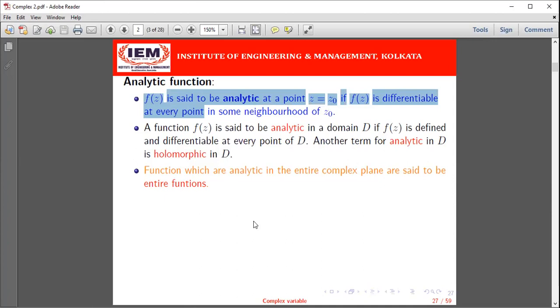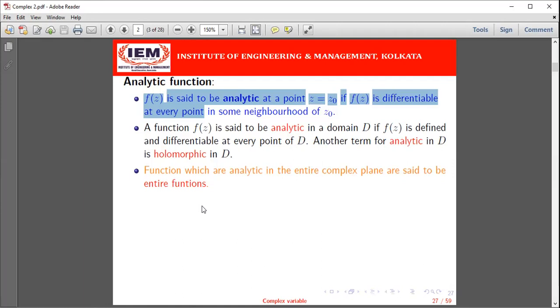That means an analytic function in a domain. Instead of a single point, we consider an arbitrary point in that domain, and conclude that the function is analytic at each and every point in the domain. That means corresponding to each point in the domain, we can construct a neighborhood, and the function is differentiable at all the points in that neighborhood.